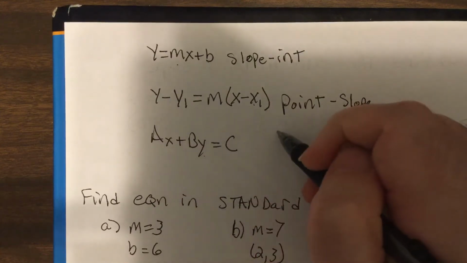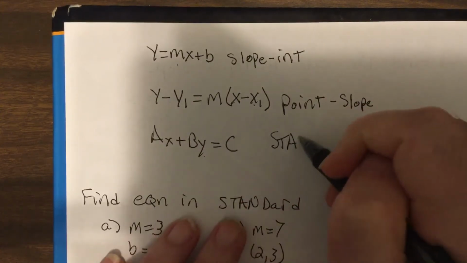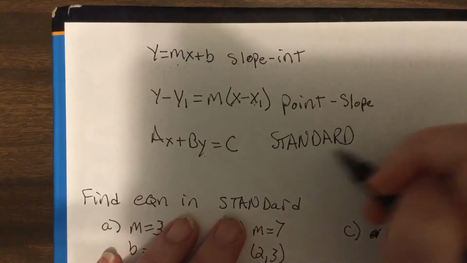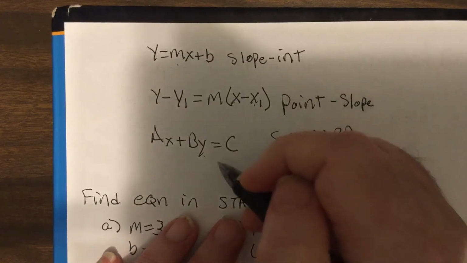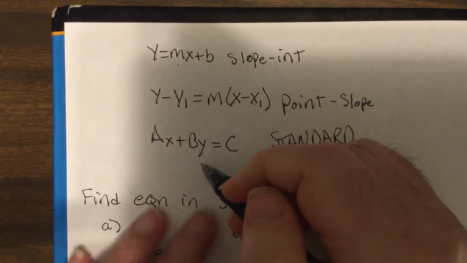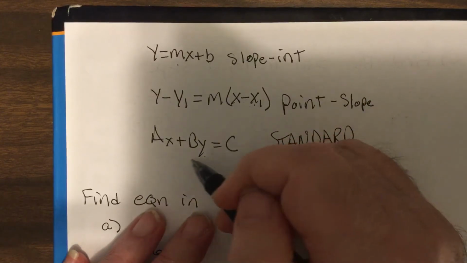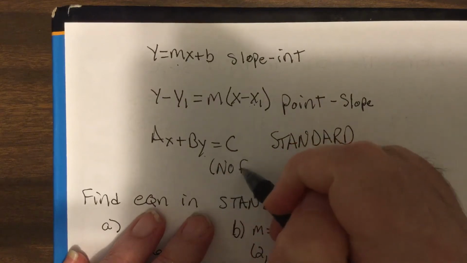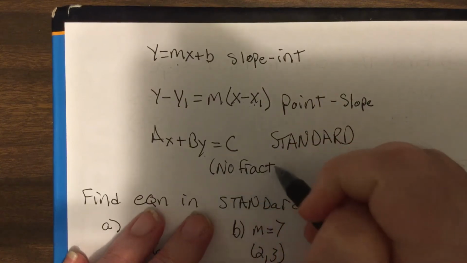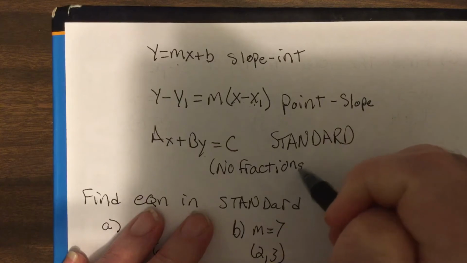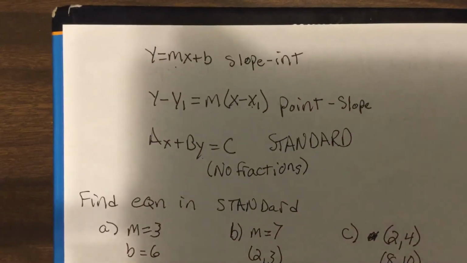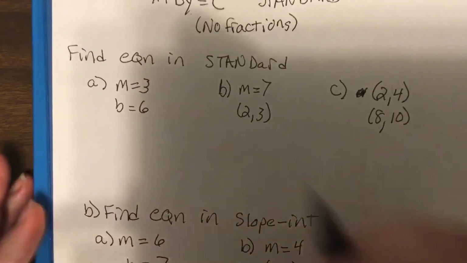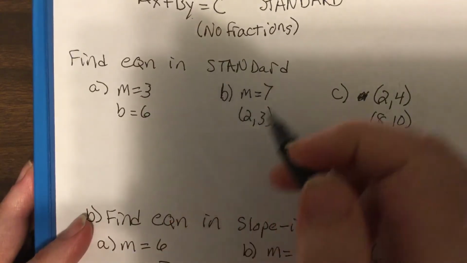And the last one is called standard. Now, when I was a kid, standard was the most important one by far, but with the advent of computers, it's not as important. Now, to have standard form, you're not allowed to have fractions. They want everyone to have the same looking equation. Now, some of the rules have gone away. But let's look at the first problem. Find the equation in standard form.